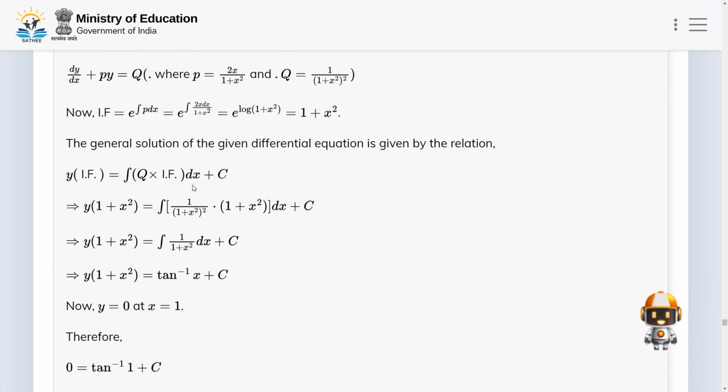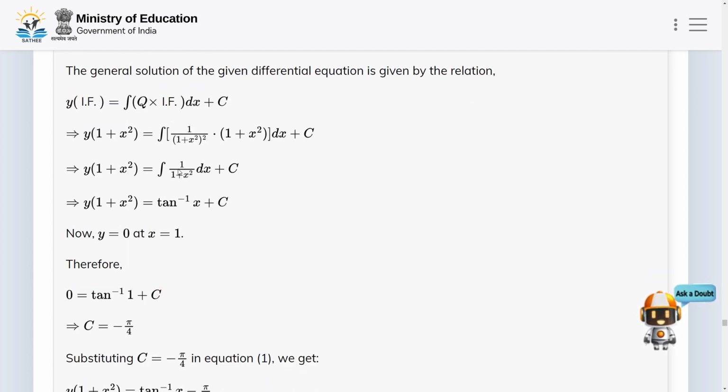This means now using this form to get the general form, you will have y multiply with 1 plus x square is equals to integration of q, which is 1 divided by (1 plus x square) whole square, multiply with 1 plus x square. You can reduce it, and this integration is direct tan inverse x. Now you have the general solution as y multiply with 1 plus x square is equals to tan inverse x plus some constant.